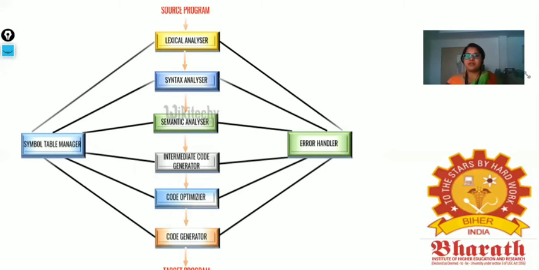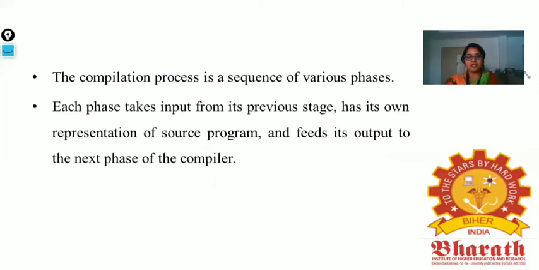So this is the representation of the 6 phases of a compiler, and how the source program is given and how we get the target code, or the target output. These phases are connected with the symbol table manager and the error handler. Now we're going to see the detailed explanation in the next slide.